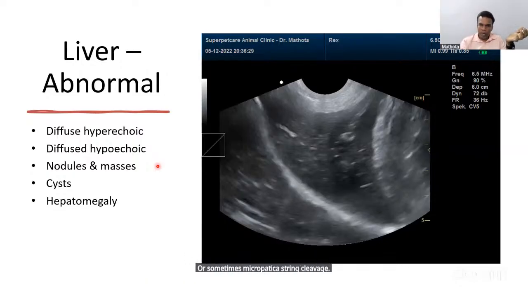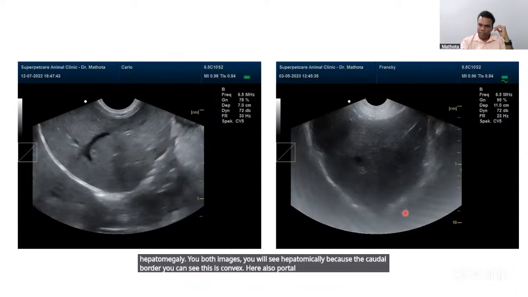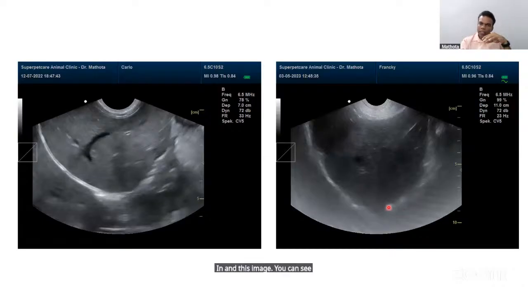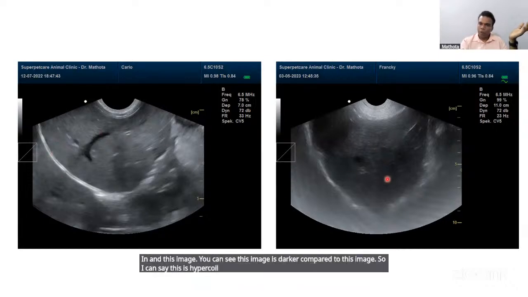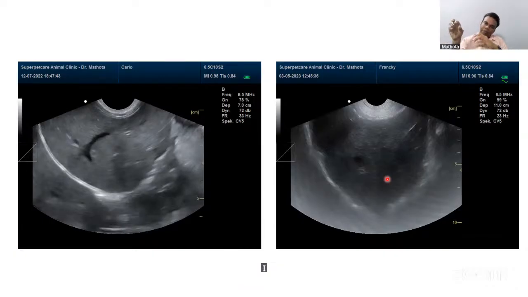So we'll see that this is hepatomegaly. In both images you will see hepatomegaly because the caudal border, you can see, is convex. Here also the caudal border is convex. And you can see this image is darker compared to this image. So I can say this is hyperechoic, this is hypoechoic, but these are two different patients. So I can't say looking at this image. If I want to tell whether this image is hyperechoic or hypoechoic, I want to compare it with the spleen or renal cortex. We'll do that.